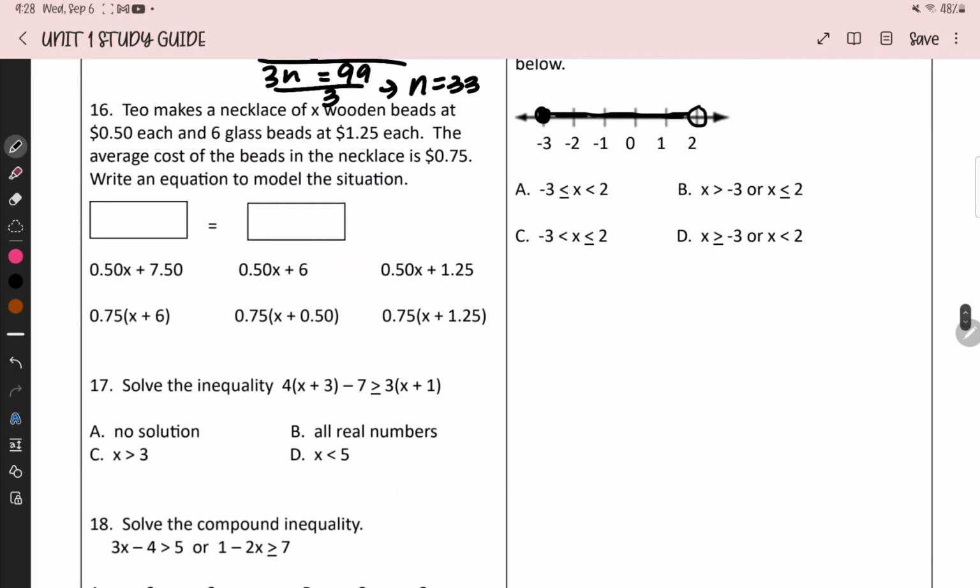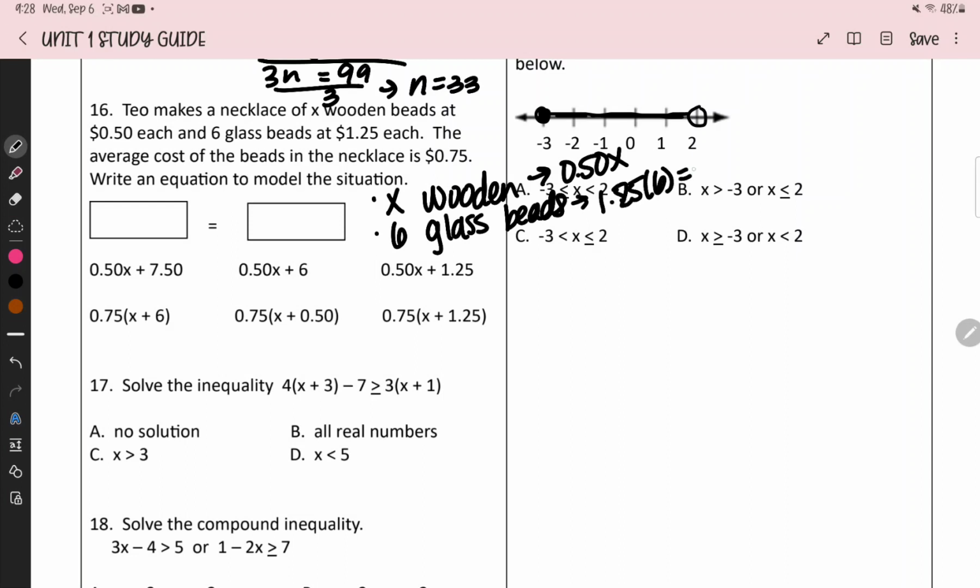All right, number 16, Teo makes a necklace of x wooden beads and 6 glass beads. So I know that there are x wooden beads and there are 6 glass beads. I know that the wooden beads cost 50 cents, so that should be 0.50x at some point, and the glass beads cost 125. So that's really 125 times the 6, right? But that's really 750.